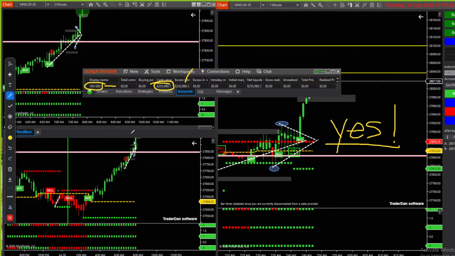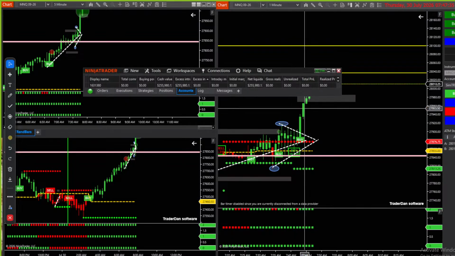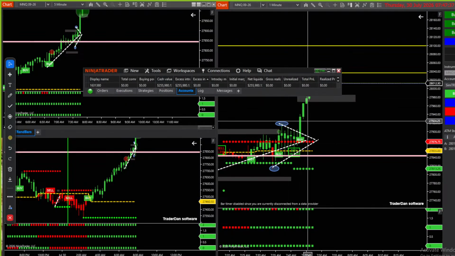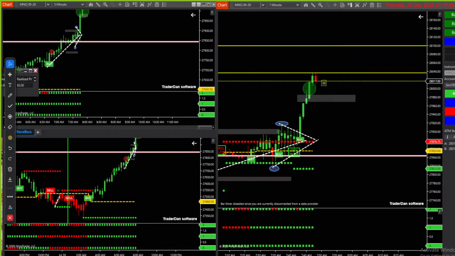And no, it's not a small account. It's a fat account. It's a big account. Okay, so yes, I trade live money. I did not take this trade this morning. I've taken every trade this week except for this one. Does that answer your question? Okay.